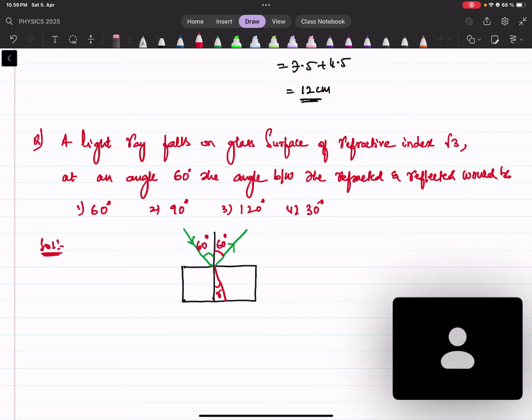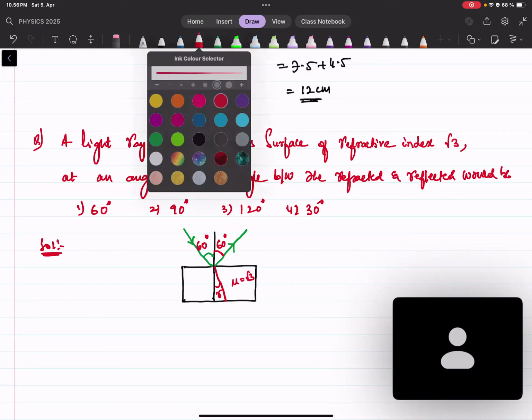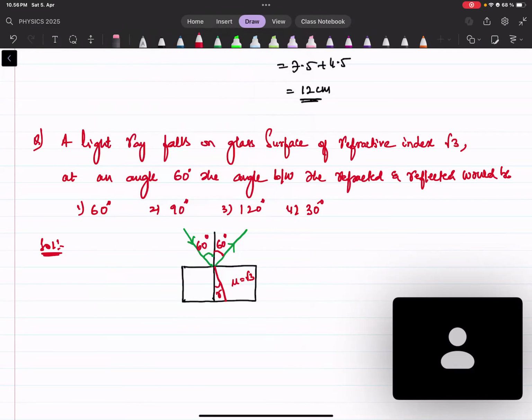A ray of light falls on a glass slab of refractive index given as root 3 at an angle of 60 degrees. So angle of incidence will be equal to angle of reflection, so I will be equal to R. They are asking the angle between the refracted and reflected ray. That means the angle between these two. This angle theta is equal to how much?